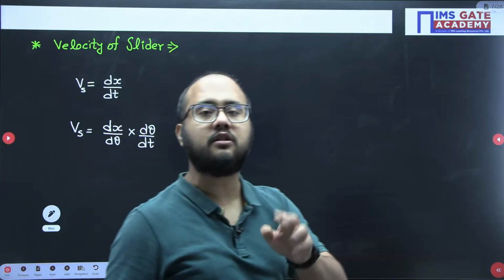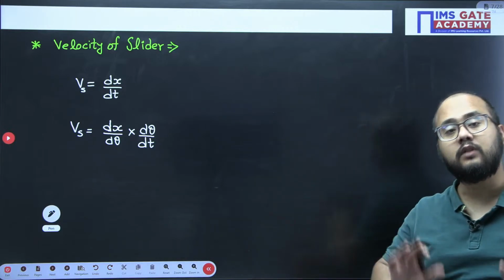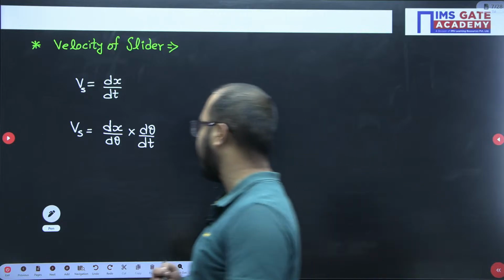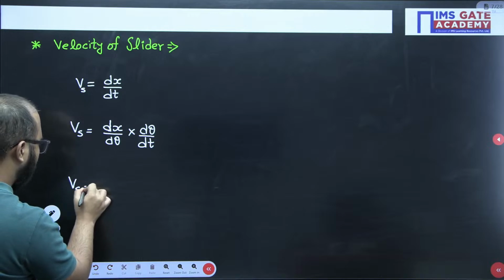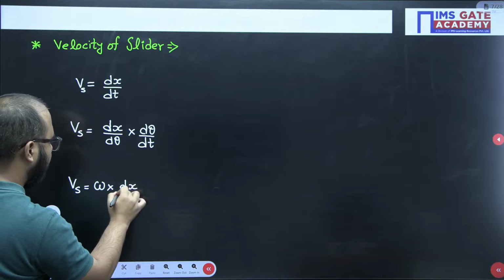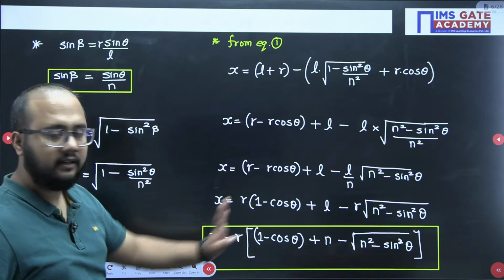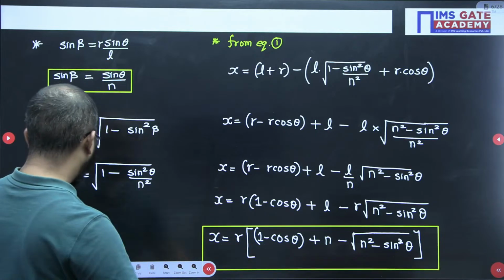It is the rotation of the crank, the angular velocity of the crank. Because theta is the rotation of the crank, d theta by dt becomes the angular velocity of the crank, right? So this will come like this: vs equals omega of the crank multiplied by dx by d theta. The x value is already there, so we just need to differentiate with respect to theta, and we'll get the velocity.